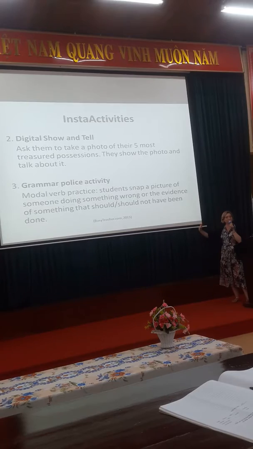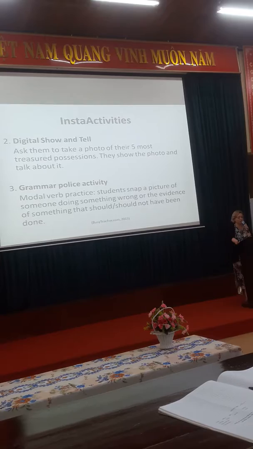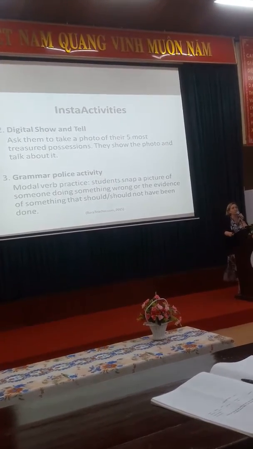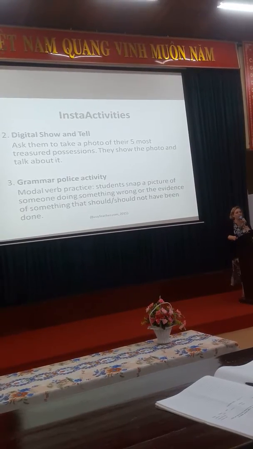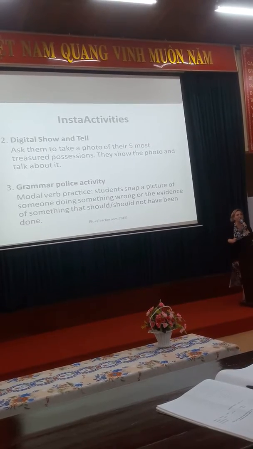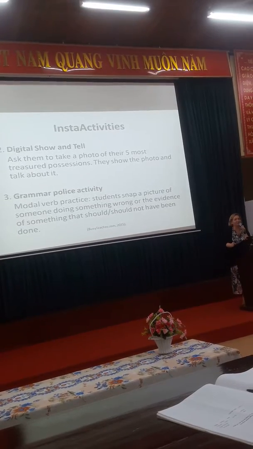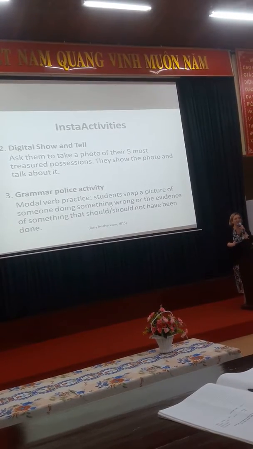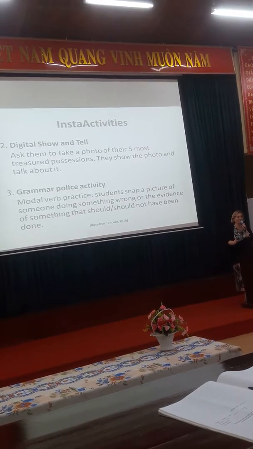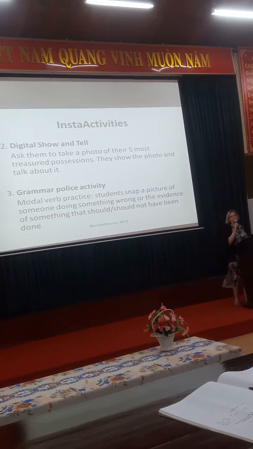So if you need a bigger format, you can do it this way. And then they talk about their 5 most treasured possessions. So you could do that with your students and say, take a photo of 2 things that you like the most. Maybe it's your laptop, maybe it's your iPad, maybe it's your bicycle, it could be anything. Maybe it's your tennis racket, whatever the student's most treasured possession is. They take a photo and then they show it to the rest of the group and they talk about it. And then you could ask them, maybe they have to answer 5 questions around this.